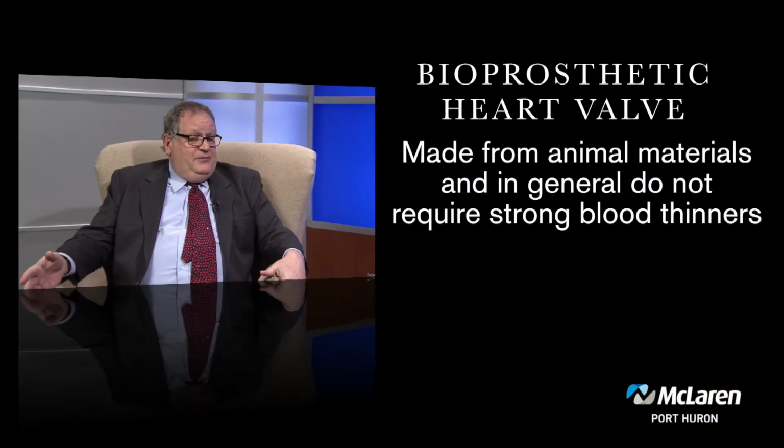And then in older patients, we'll typically use what's called a bioprosthetic valve, which is a valve that's made from animal material. The thing people have frequently heard of is a pig valve, and calling a bioprosthetic valve a pig valve is like calling a leather jacket a cow's skin. It's a very high-tech manufactured product that's made from animal material. These valves do not generally require strong blood thinners because being animal material, the blood doesn't want to clot on them.